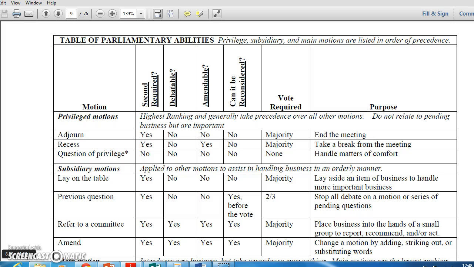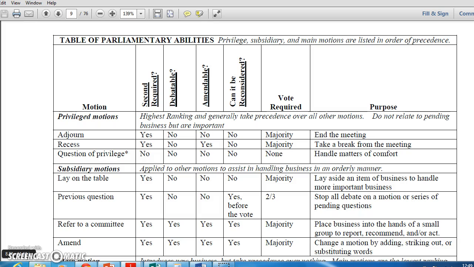Each of these types of motions is grouped by type. The first type and the highest ranking type are privileged motions. These privileged motions take precedence over all other motions. So that means that we could be talking about going to FFA camp, and someone could make any of the three privileged motions, and they don't pertain to going to FFA camp, but they are still relevant. And those three are adjourn, recess, and question of privilege.